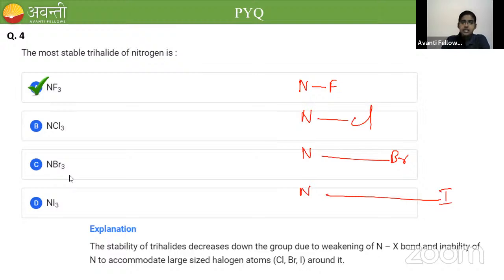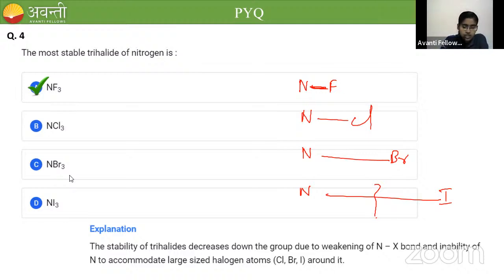Again, the same concept. The bond length increases and the bond strength decreases, so we can easily break this bond. So NI3 is not stable, but NF3 is highly stable, because the energy required to break the bond is very, very high. So it is relatively more stable compared to the other halides of nitrogen. Okay, so option A is the correct answer for this.